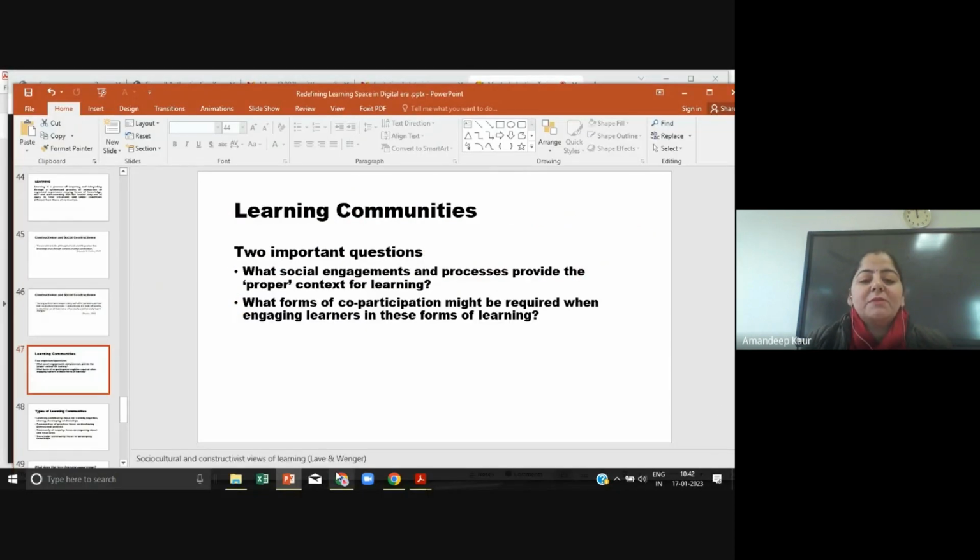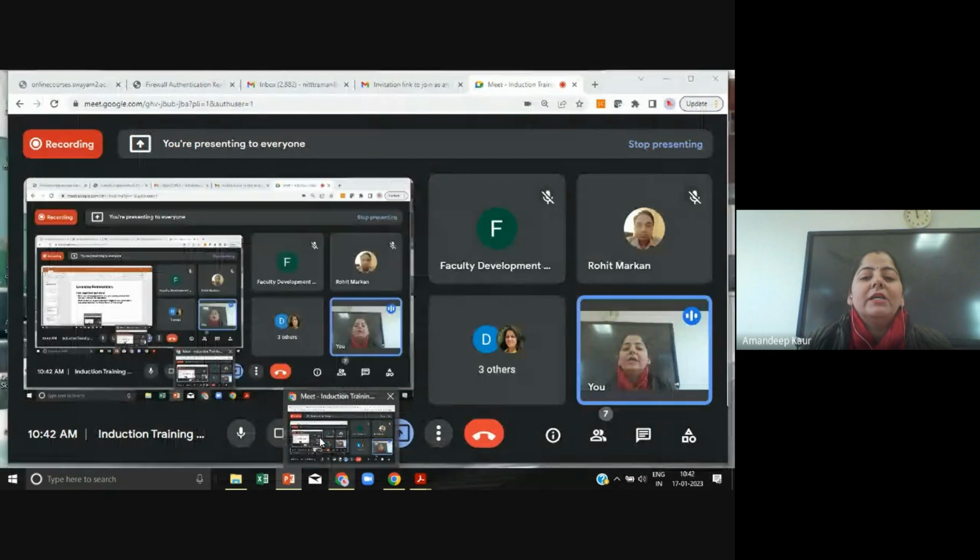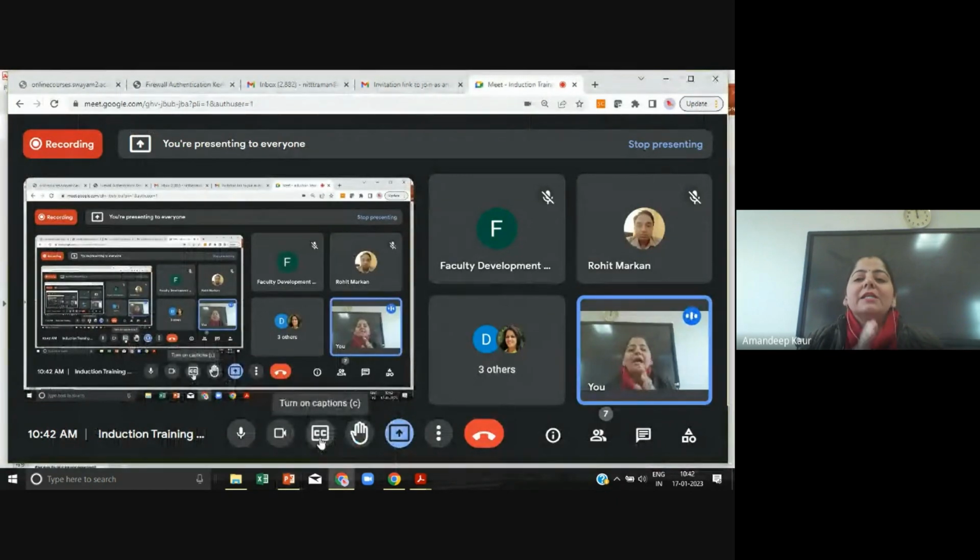The very first aspect is how the learning spaces are changing. This is as per the characteristics of the student population. As the characteristics of the student population change, our learning environment also needs to be modified or revamped as per their demand.